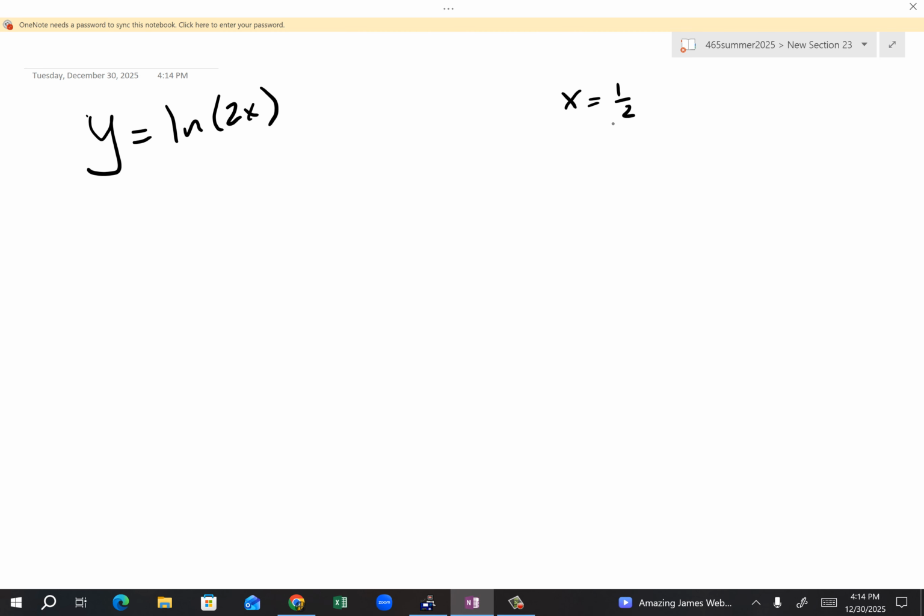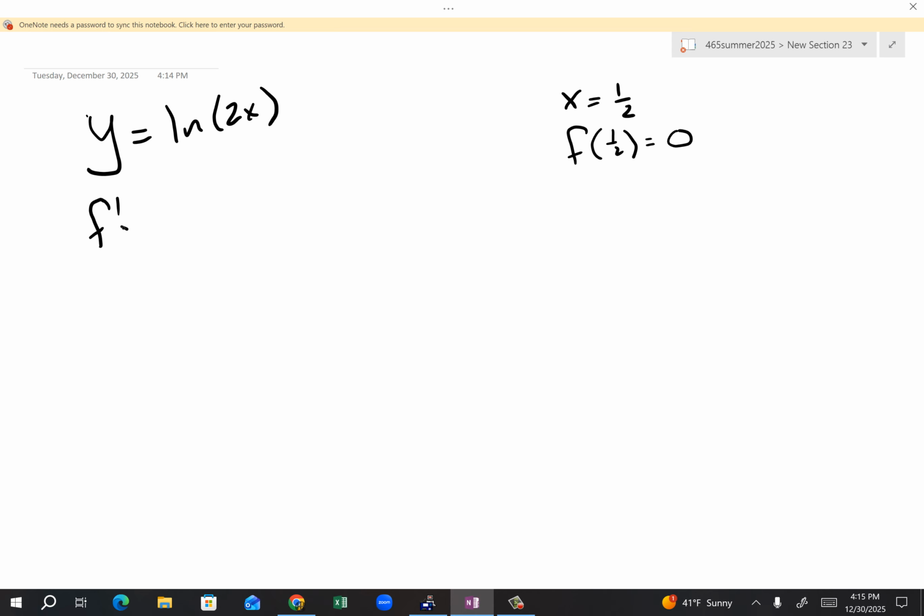Well, that's weird. When you plug it in, you get f of a half. Well, 2 times a half is 1, right? And the ln of 1 is zero. Zero. And so if you're doing this, you're like, oh, well, I probably need to take the derivative here.